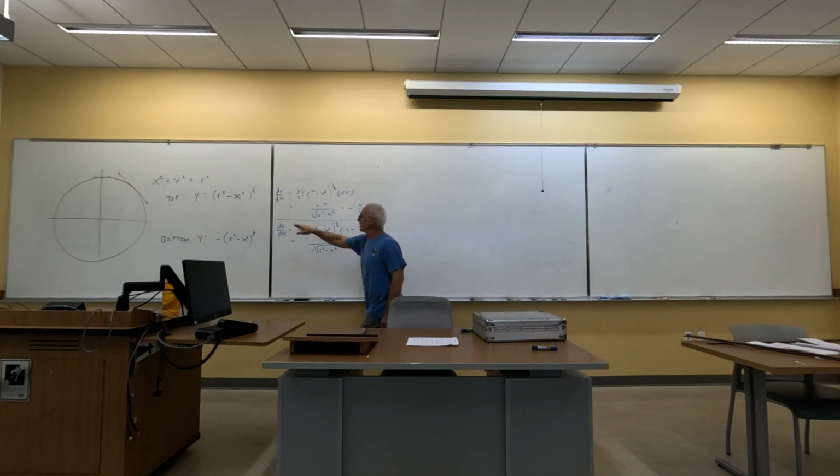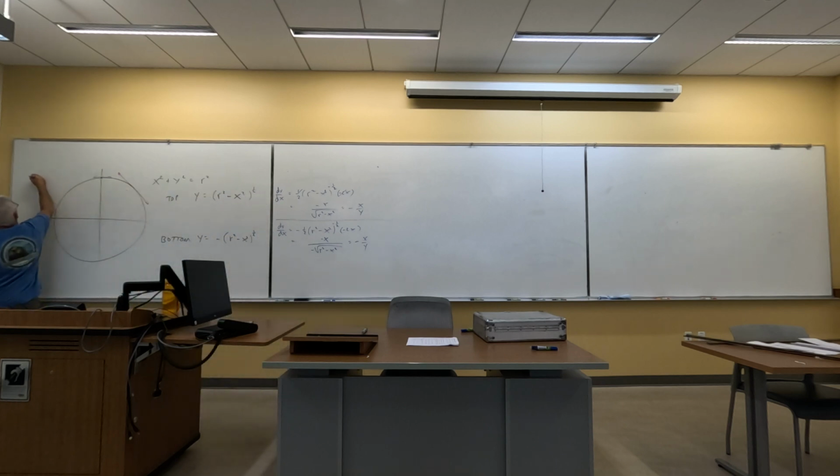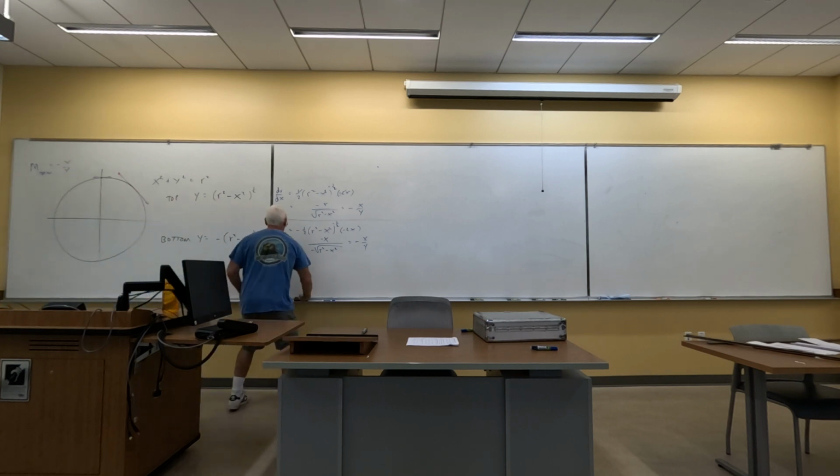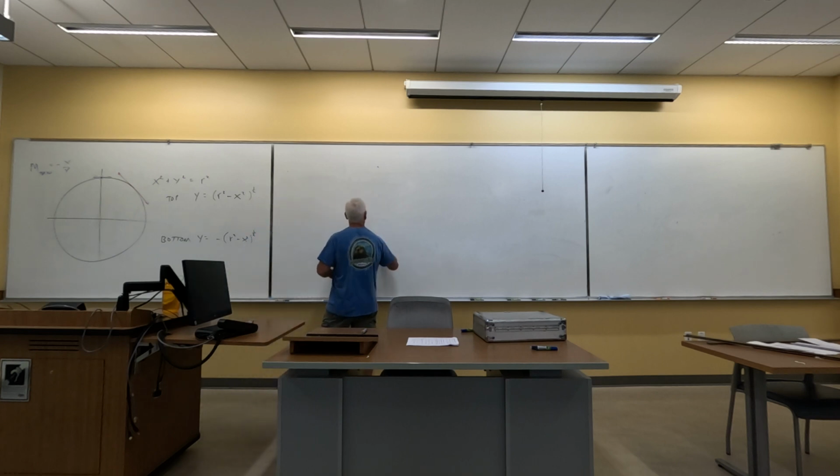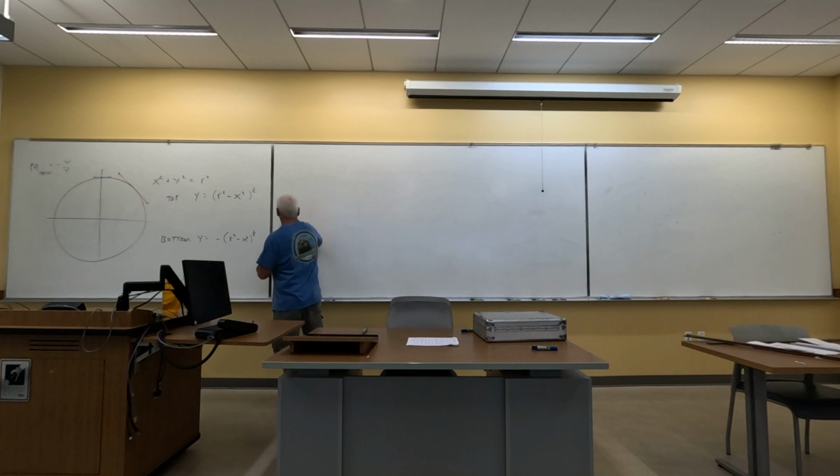Okay, so let's do this. I'm gonna write it over here. M of the tangent is negative x over y. We all agree. I need the board space now, so I'm gonna erase this stuff here. So I'm gonna give you a new problem now.